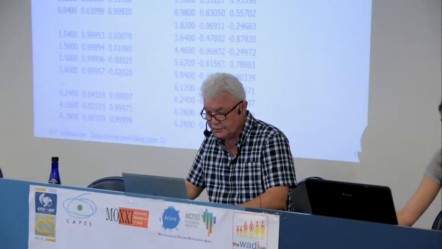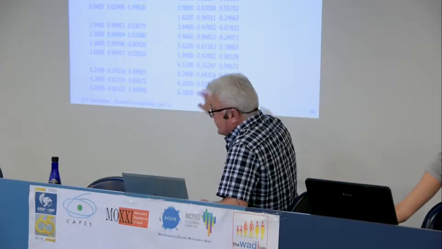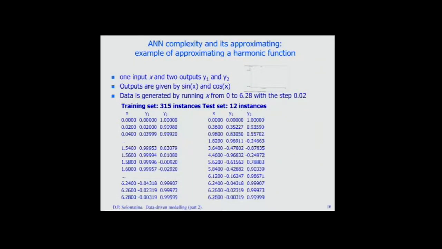Please open the software called Neural Machine, and we will now build a neural network to reproduce the sine function and cosine function. On the slide here, you see the data set I prepared for this small exercise.